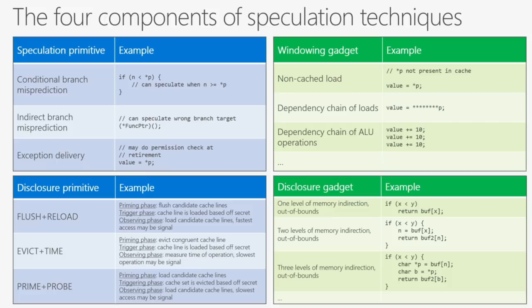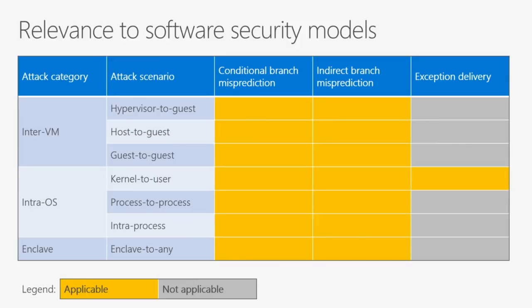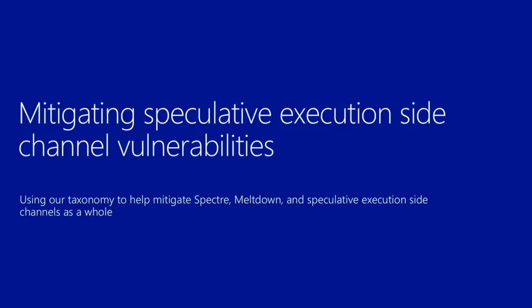All right, so relevance to software security. Variant three is specific to the kernel to user information disclosure scenario. That's exception delivery. But all the others generally apply universally across the board. And so we're going to need mitigations for those. All right. So now that we understand exactly how speculative execution can lead to a side channel attack, we can begin to go into the mitigations that we can put in place for these.